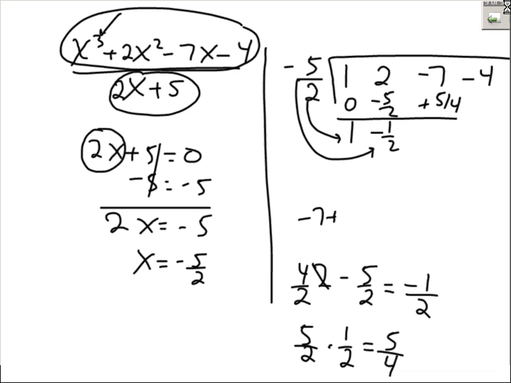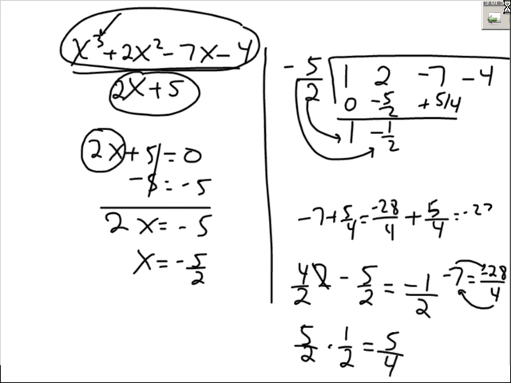Negative 7 plus 5 quarters. Well, you need to write 7 with a 4 in the bottom. Well, negative 7 is what over 4? Well, 4 times negative 7 is what goes there. It's negative 28. Plus 5 is negative 23 over 4. That's what goes here. Okay?